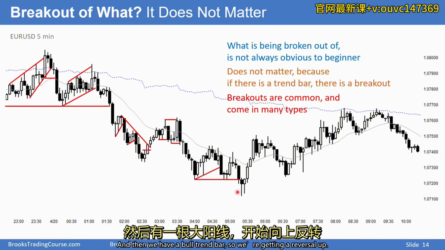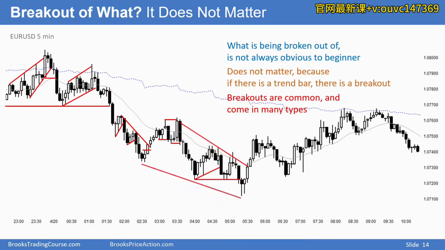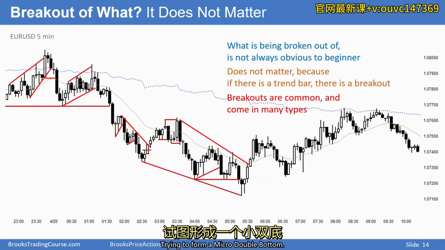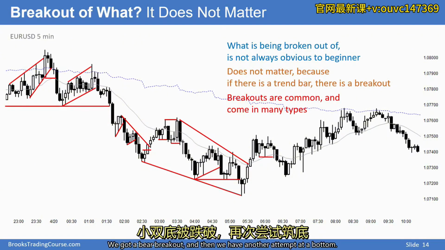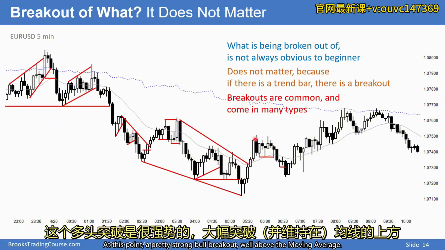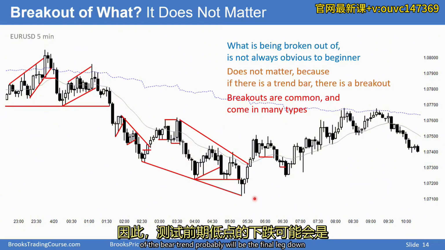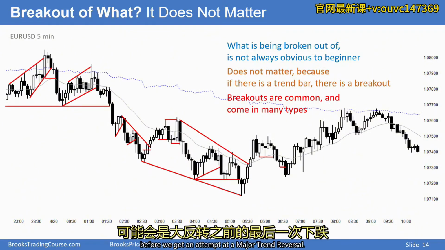1, 2, 3. And then we have a bull trend bar, so we're getting a reversal up. We're trying to break out above a wedge bear channel. Trying to form a micro double bottom. Got a bear breakout. And then we have another attempt at a bottom. We broke below it, but immediately reversed up. At this point, a pretty strong bull breakout, well above the moving average. There are gap bars here, gaps between the lows of the bars and the moving average. And therefore, the sell-off that tests the low of the bear trend probably will be the final leg down before we get an attempt at a major trend reversal.